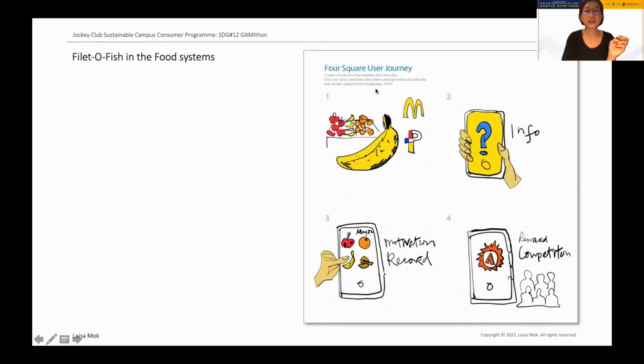And then in the bottom part, I want you to also generate some ideas and tell a story of your new design. So this is the 4-square user journey. For example, the first one is, I visited the shop, and I saw a spotted and brown banana there. And then I checked the app: is it edible? How is the quality? And then I got the information, and then I buy it.